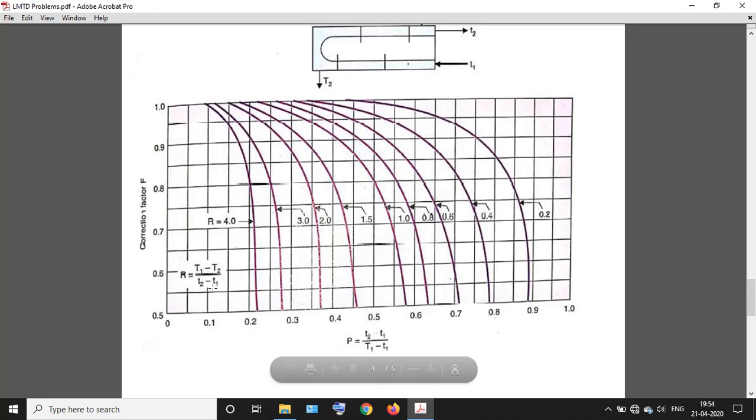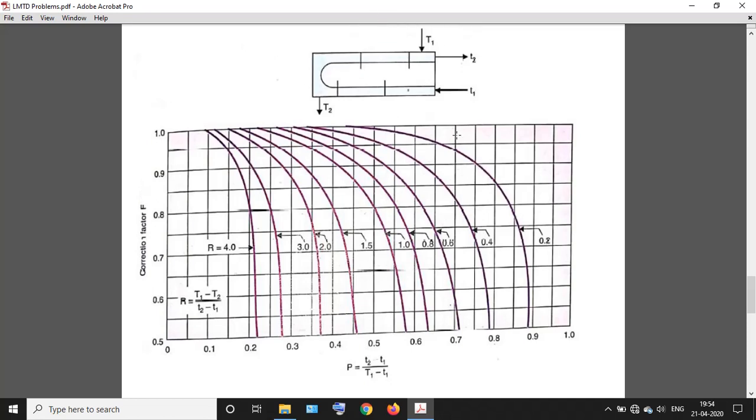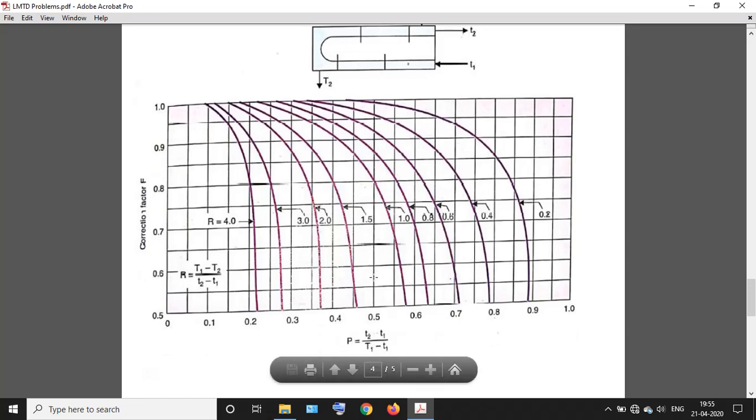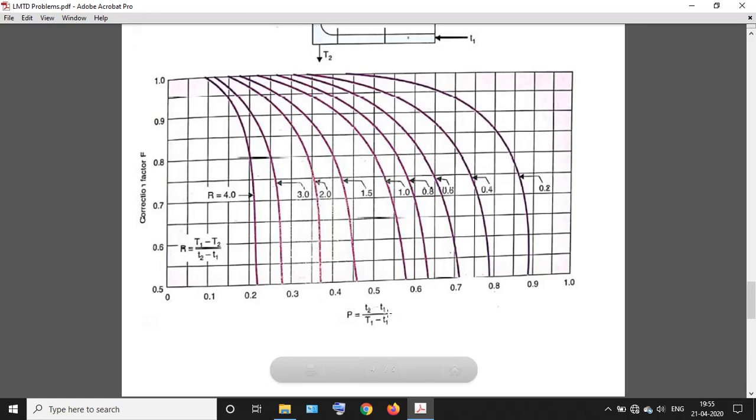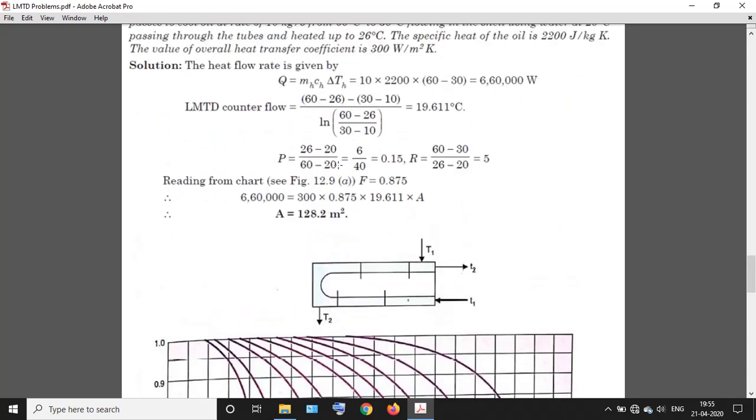What the capital T and small t represent is given in this diagram. The capital T corresponds to the fluid flowing through the shell, and small t corresponds to the temperature of the fluid flowing through the tube. So first identify which fluid is flowing through the tube and which through the shell. Once we draw this diagram and write the temperatures, you can substitute for T1, T2, etc., and find the values of P and R. In this particular problem, they have found the value of P as 0.15 and R as 5.